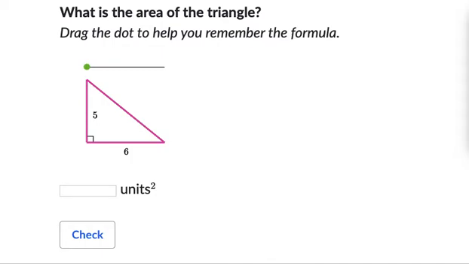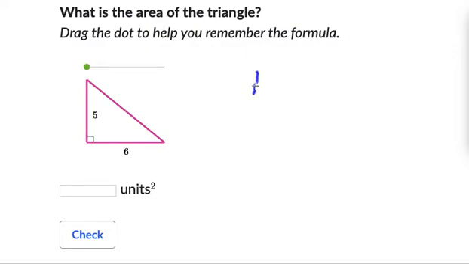This one's for 6th grade, area of right triangles. We're going to talk about the formula for triangles, where that comes from and why they work. There's a couple different ways you'll see the area of triangles written out.